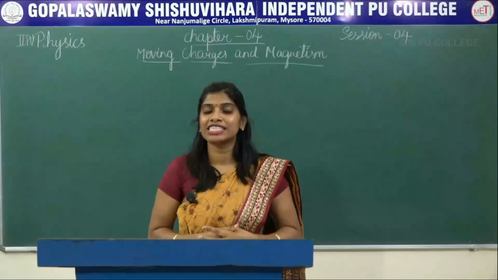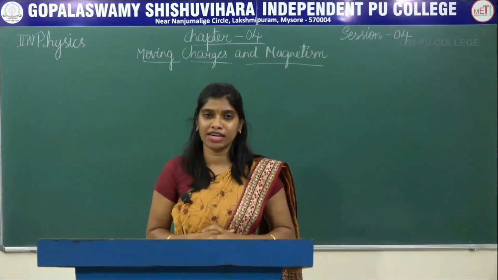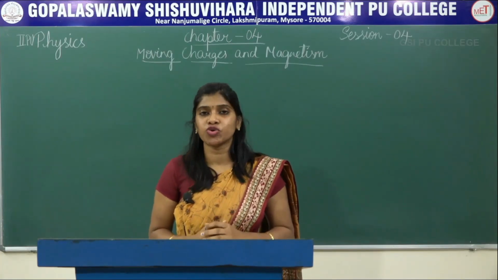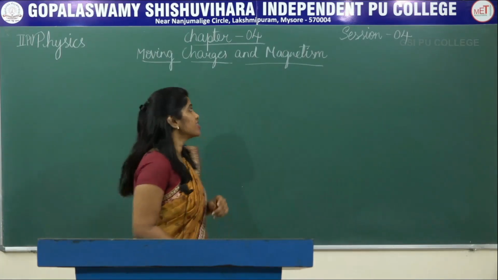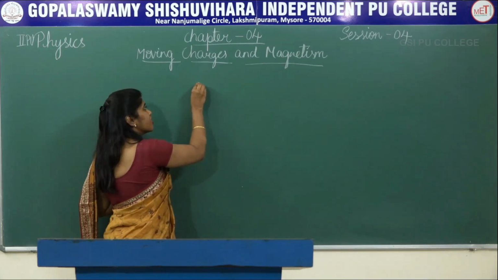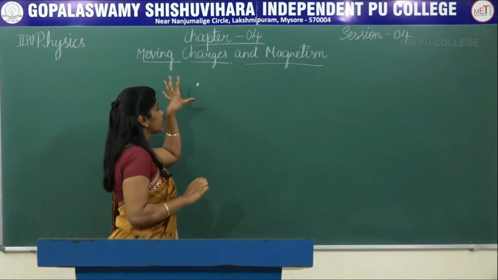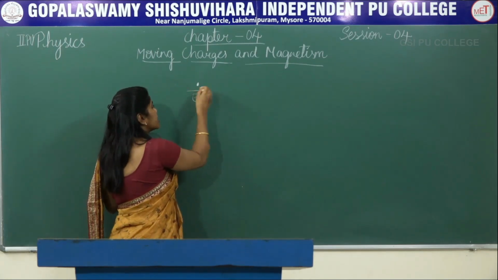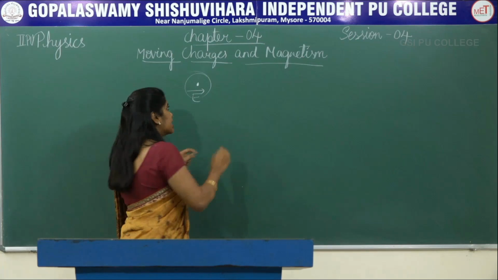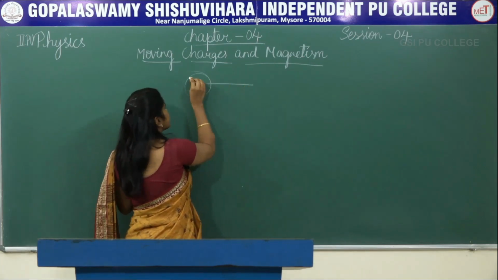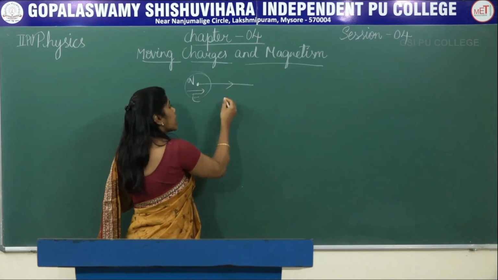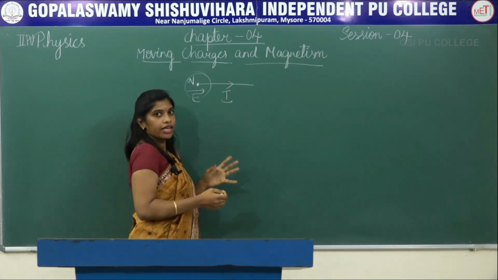Hello everyone, this is the fourth session of moving charges and magnetism, and the topic I am going to deal with is the magnetic field due to current element. So first I have a charge which is at rest. This charge produces an electric field in the space around it. And as the charge starts to move, say this charge is Q and it is now in motion, the moving charge constitutes current I.